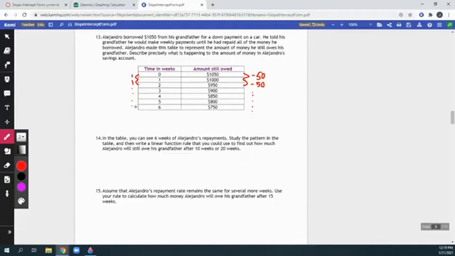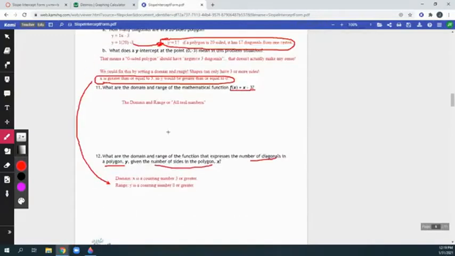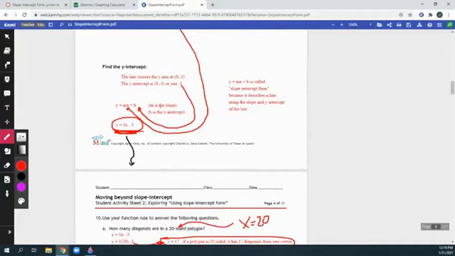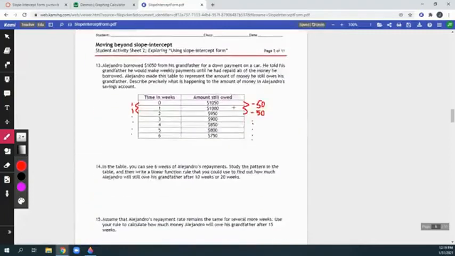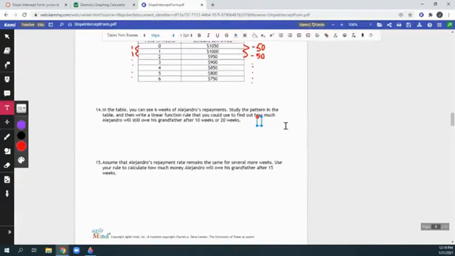Yes, I can. Study the pattern in the table and then write a linear function rule that you could use to find out how much Alejandro will still owe his grandfather after 10 or 20 weeks. Okay, so we're going to do these steps that we talked about up here. We're going to find the slope, we're going to find the intercept, and then we're going to make a function. Remember, the slope is how much y changes divided by how much x changes. The intercept is the place where x equals 0. That's what you need to know. Okay, I'm going to write that right here. Slope, y divided by x. Intercept is where x is 0. All right, so that's how we're going to find it.